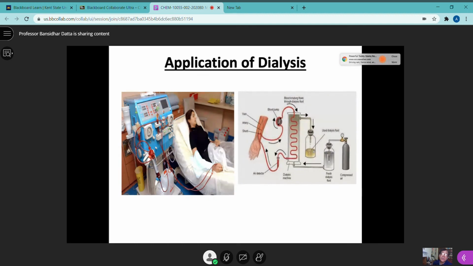And it takes about 4 to 6 hours, depending on the individual, and it's once a week or so, depending on the progression of the disease, how the kidney is working or not. So that's basically the application of dialysis.